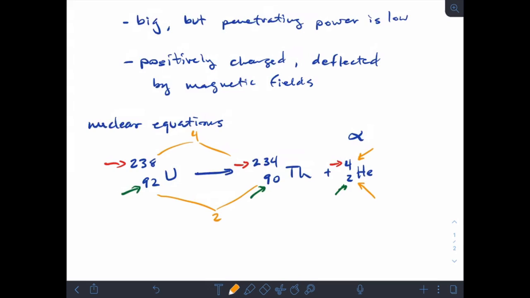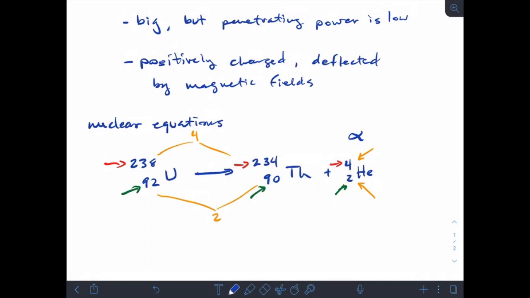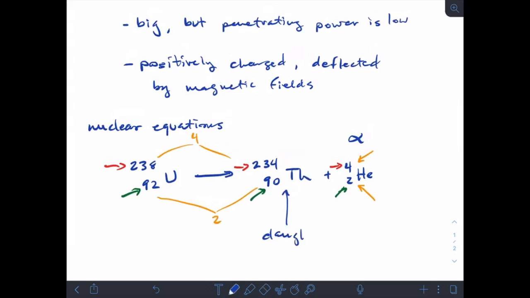I said that we refer to the uranium as the parent particle. The thorium is referred to as the, sorry, my handwriting is lovely, daughter particle, or the daughter element.